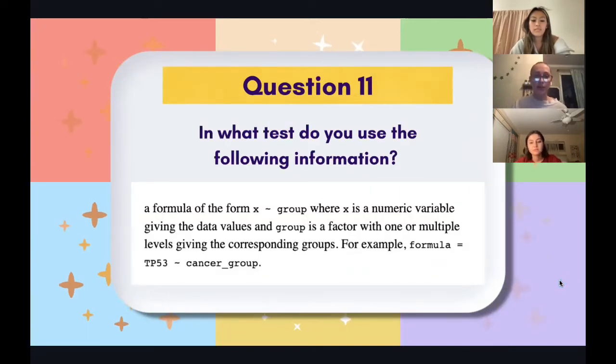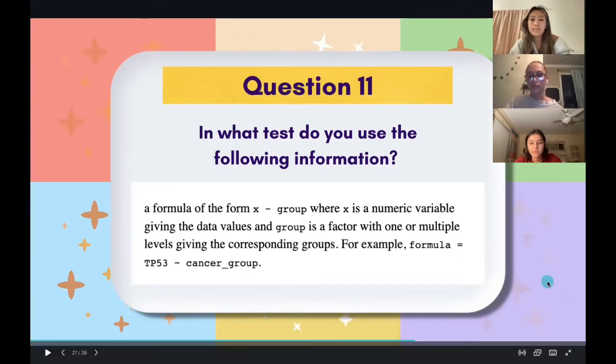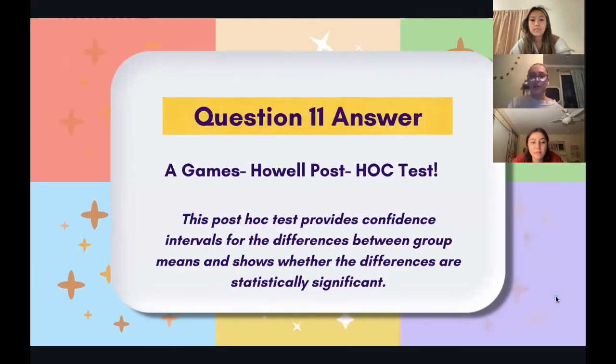Moving on to question 11. In what test do you use the following information? I'll let you guys read it out. Any ideas? Pretty long formula. I'm not sure which one I'm supposed to use for that. I'll help you guys out. So the answer to question 11 is a Games-Howell post-hoc test. And this is the post-hoc test that we use because it provides the confidence intervals for the difference between group means and shows whether the differences are statistically significant.